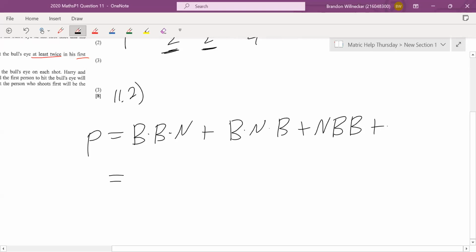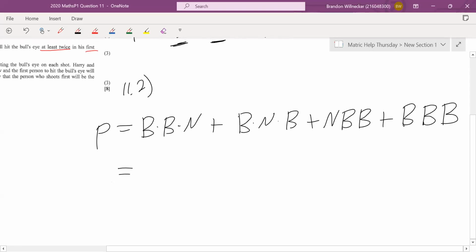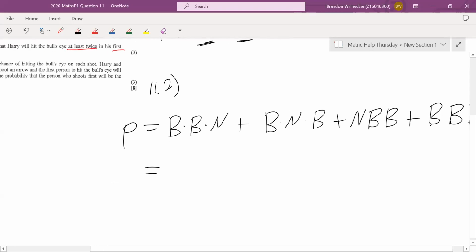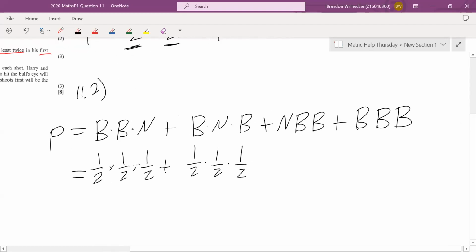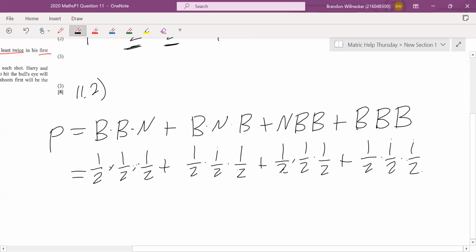Plus, remember what I said with at least, he could do it all 3 times. So bullseye, bullseye, bullseye, because that's still at least 2. So let's put some values to these letters. So we know that it's 50-50, right? So for this first one, it's going to be half times a half times a half, plus half times a half times a half, plus a half times a half times a half, and the last one, 1/2 times 1/2 times 1/2.